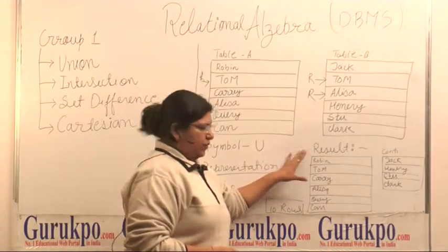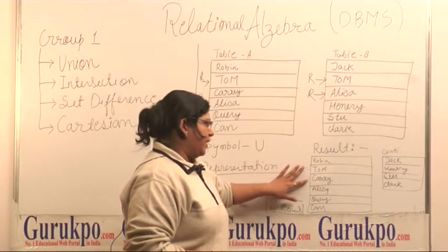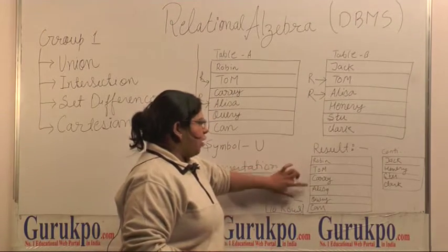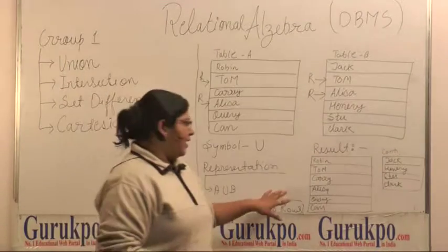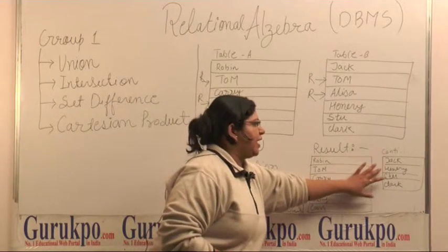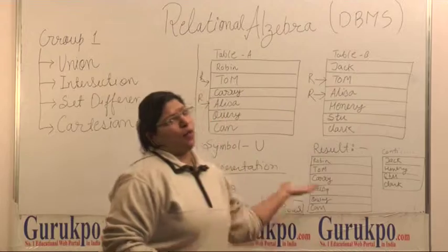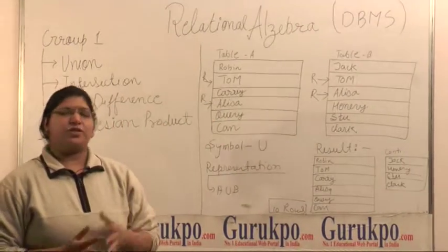So as a result we have Robin, Tom, Carrie, Elisa. As you can see, Tom and Elisa appear only one time, right? Then Query, Ken, Jack, Henry, Stu and Clark. I hope the union operation is very much clear to you.